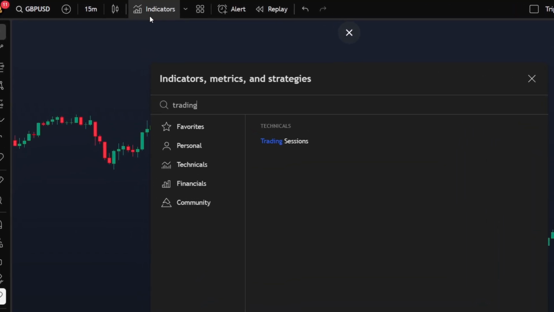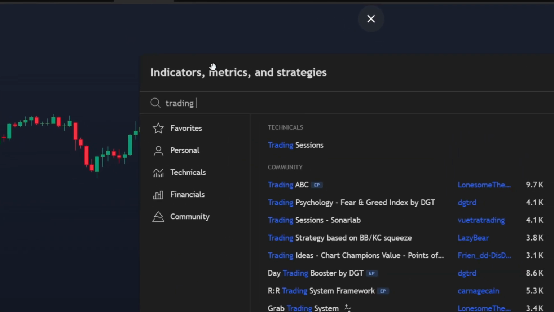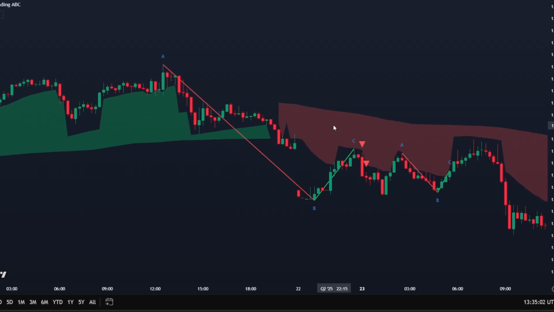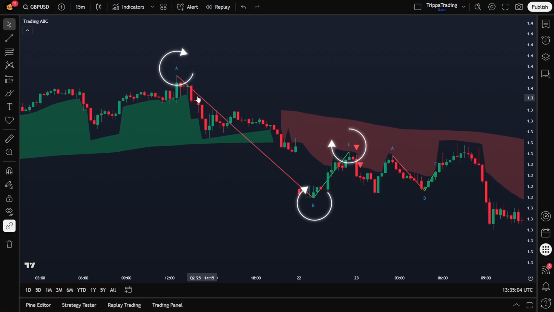Just open up your Indicators tab. You can do that from here and search Trading ABC. You're looking for the one coded by Lonesome. Once you add it to your chart, you'll notice it overlays the ABC patterns directly on price, super helpful for visual traders.